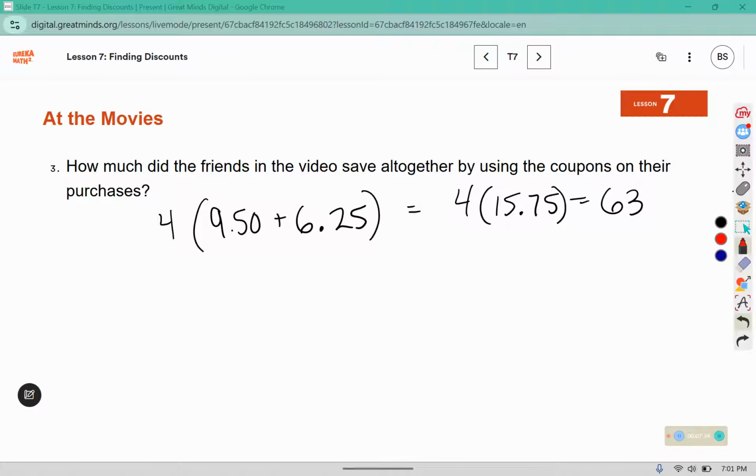But there were 4 people, which is $63. Now that's the price before the coupon is applied. So using our proportion here, this is the original amount. The amount they save is going to go as the part. And they saved 33 and a third percent. We will cross multiply and then divide.